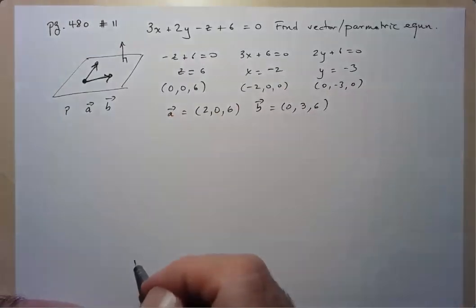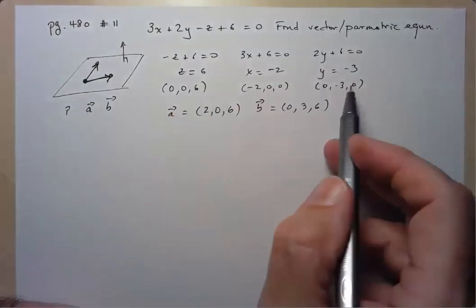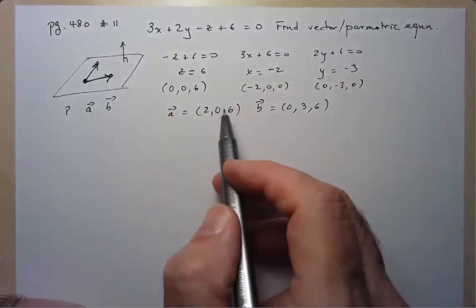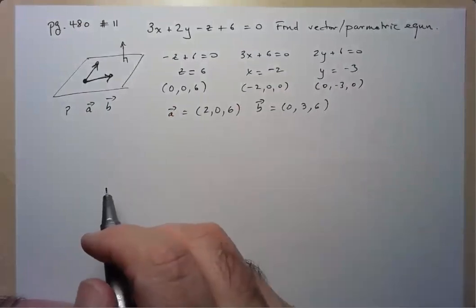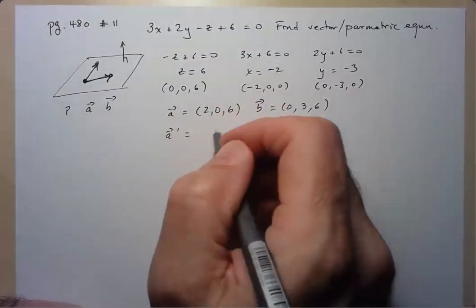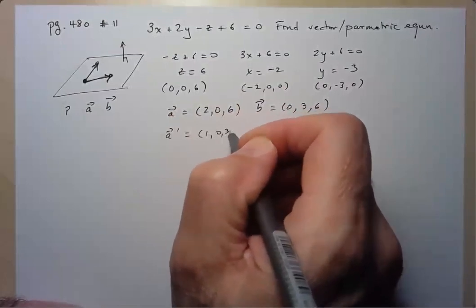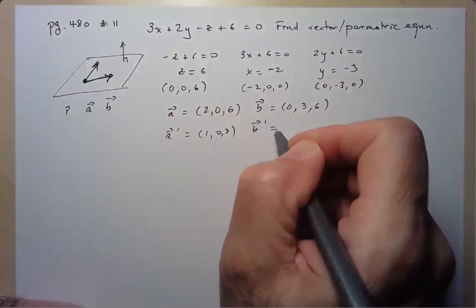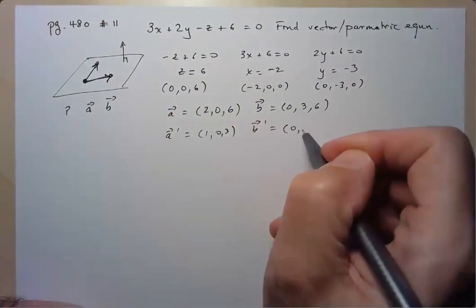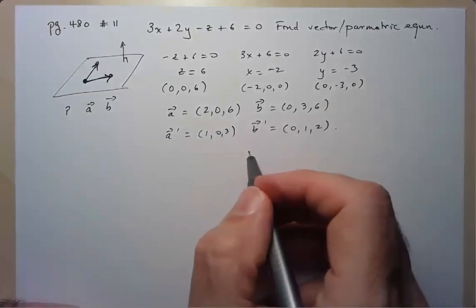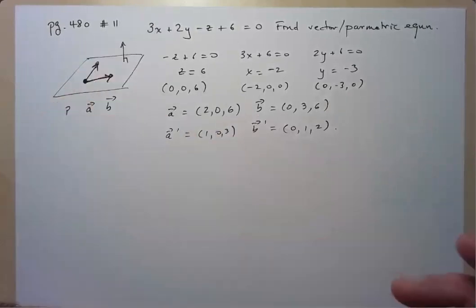Now I can use any one of the 3 points with these two vectors. If I wanted to, I can even simplify these vectors. I can use A prime as (1, 0, 3), just multiplying by 1/2, and maybe B prime as (0, 1, 2), multiplying by 1/3, and use these two vectors, because any two vectors that are parallel to the plane can be used.